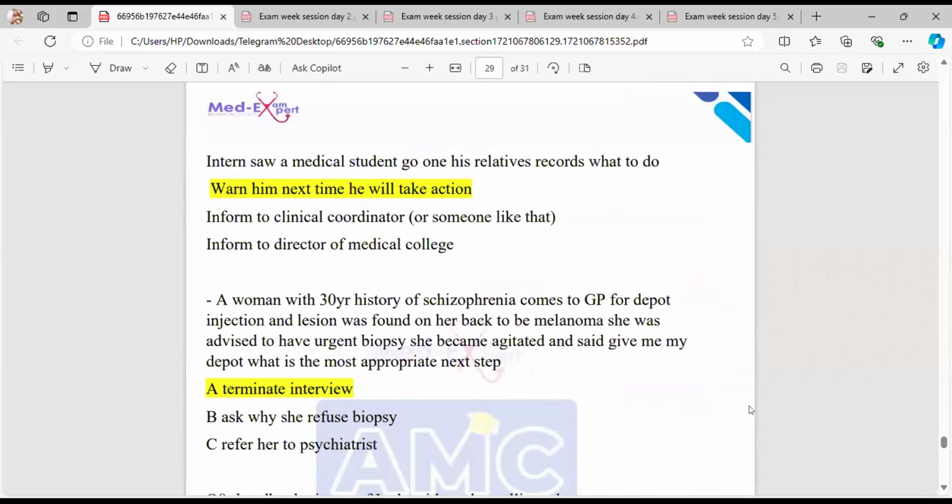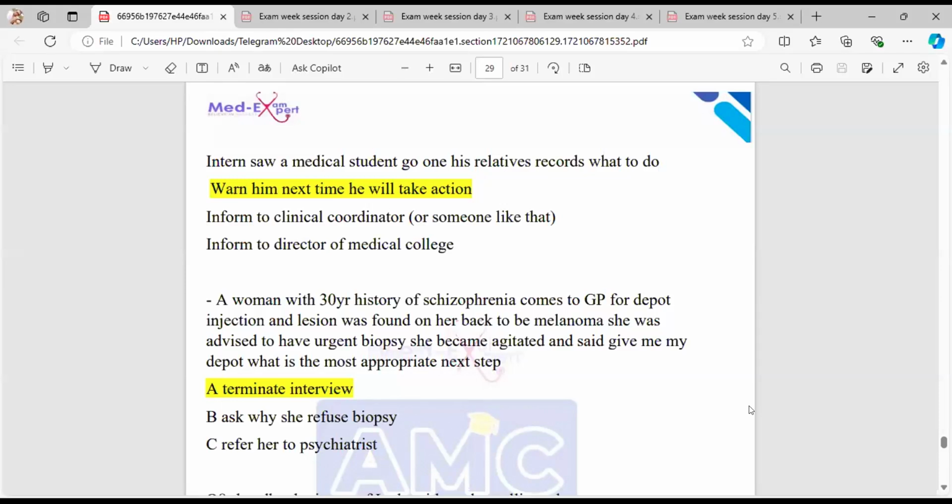If you see a medical student, a junior doctor, a colleague or any doctor, sometimes the question comes with the junior doctor, sometimes with the colleague, sometimes with the medical student, and they are looking at a relative's records, your first step is just to warn them not to do this. This is not good, and don't check this file of the patient. We just warn the doctor, colleague, junior doctor or medical officer that they should not do this again.